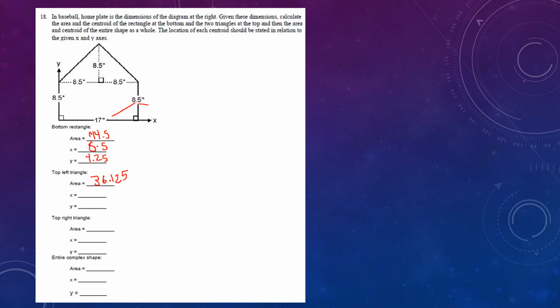And you can go ahead and save yourself a step down here. For the right triangle, same thing. The area is 36.125. Now the x value for the centroid. What you have to do is look at it as, again, just an XY plot. Starting from over here at the origin, how far this way and how far this way is the centroid. So half of 8.5 is, or excuse me, for the centroid, you're doing a third of the base and a third of the height.